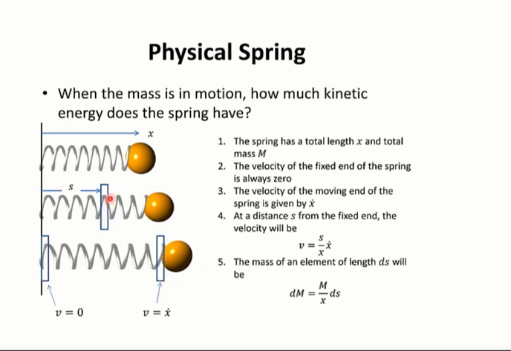And what should be the mass of this small segment? Well, if the total mass of this spring is capital M and the distance is x, so the mass of unit length is M over x, and if this has a length of ds, then this is the mass of this small segment, okay? We can call that dm.